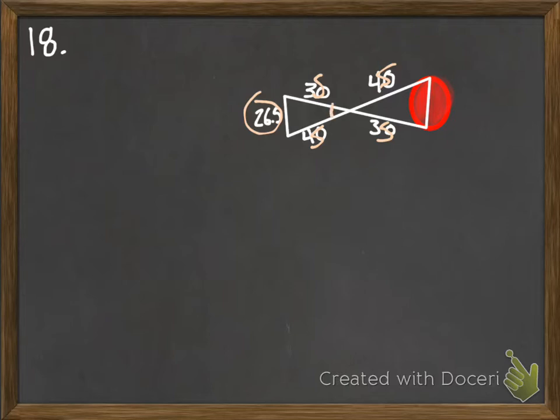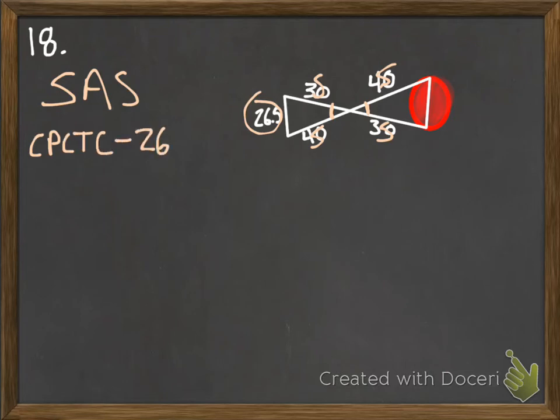But this angle here and this angle here are vertical angles. So according to side angle side, these two triangles are congruent. And if these two triangles are congruent, then CPCTC, or corresponding parts of corresponding triangles are congruent, would tell you that that far side is 26.5, so they could safely measure the distance across the hole.